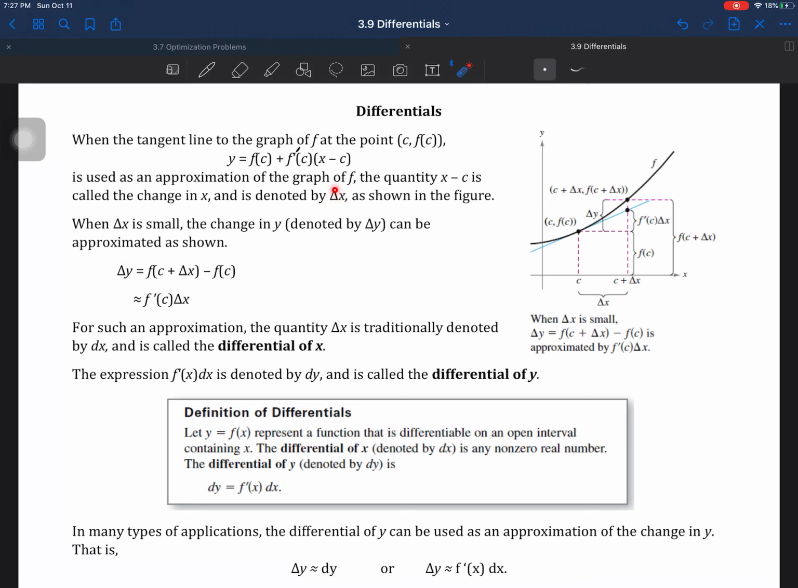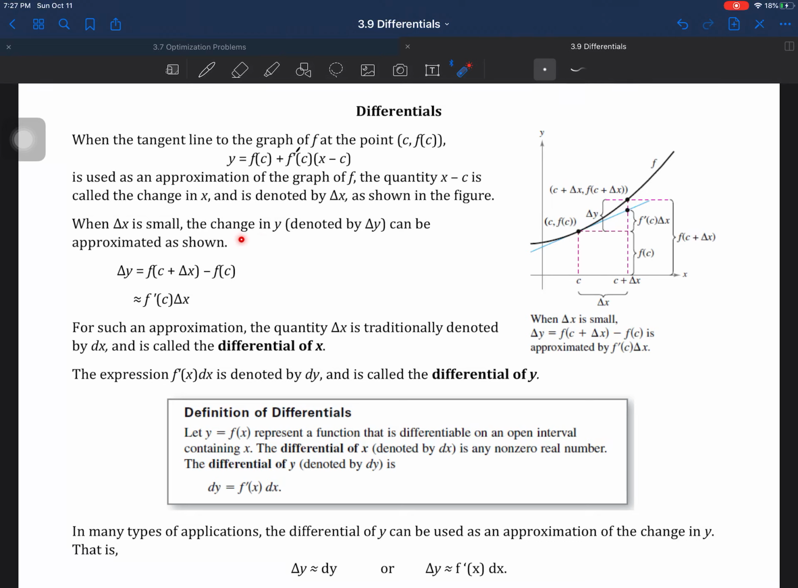This letter right here is a triangle, but it's a Greek letter d for difference, and it's named delta. So delta for d, and d for difference. Delta x is the difference between x and c, as shown in the figure. But when delta x is very, very small, that means these points are closer and closer to their point of reference.